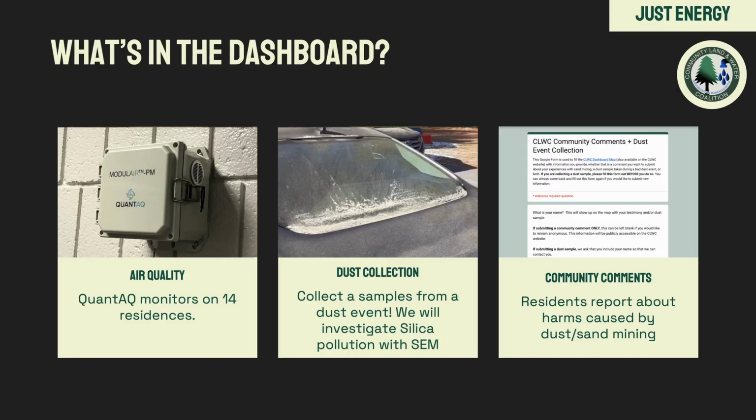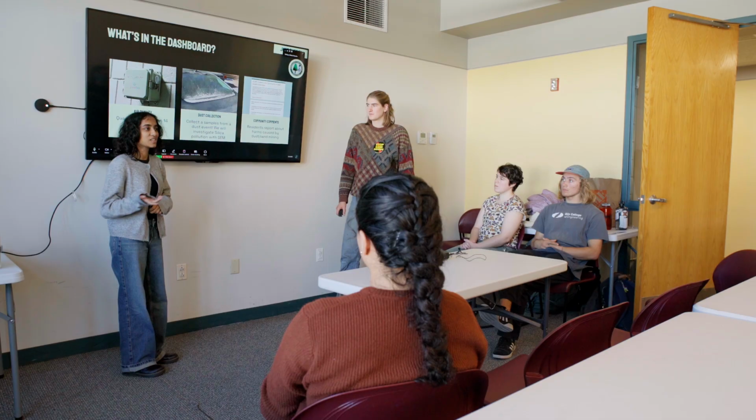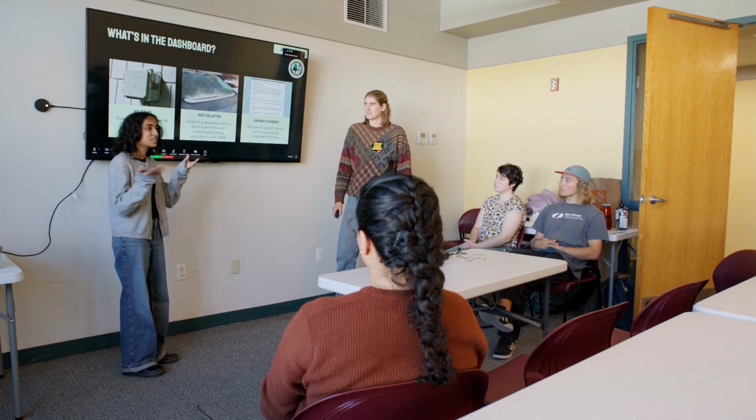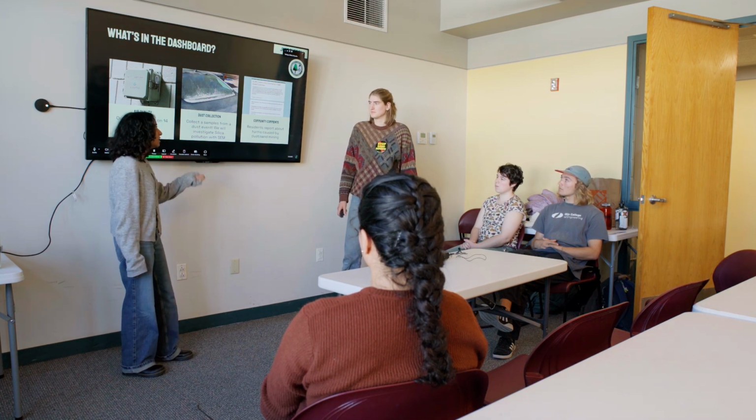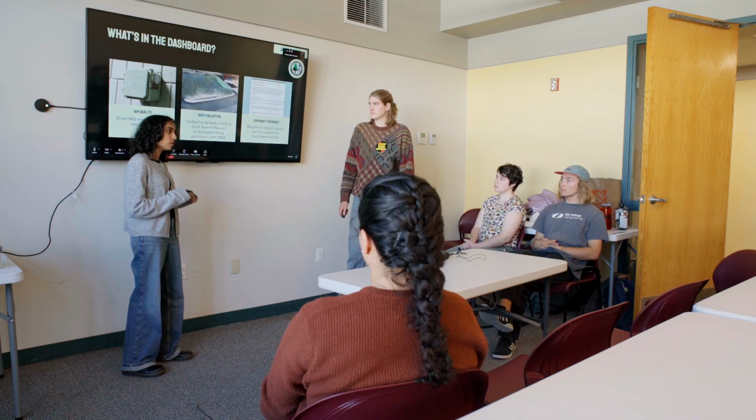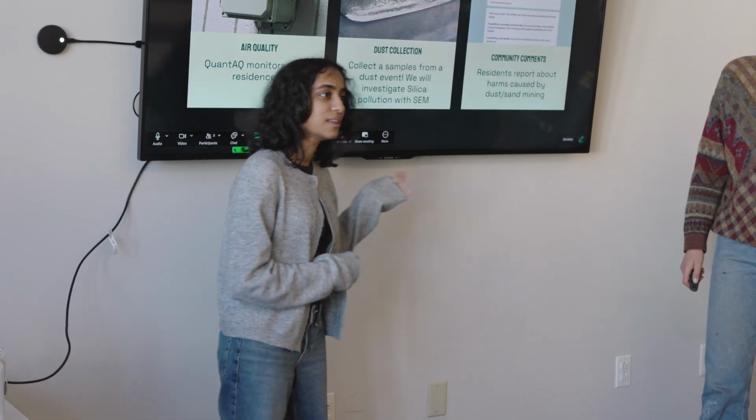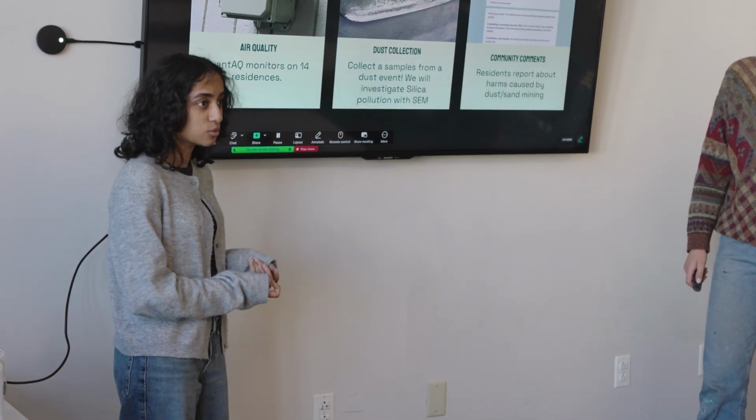Once you have collected a sample, you'll mark the location, and that location will be on the dashboard, as well as community comments. This is where you can report about dust events, which we'll talk about later what the actual definition of is. But it's basically when you see sand in the air, sand in your car, sand on your house, that kind of thing. And you can submit a community comment using a Google form, and that location will also be shown on the dashboard.